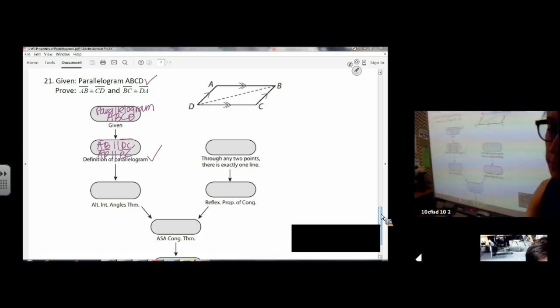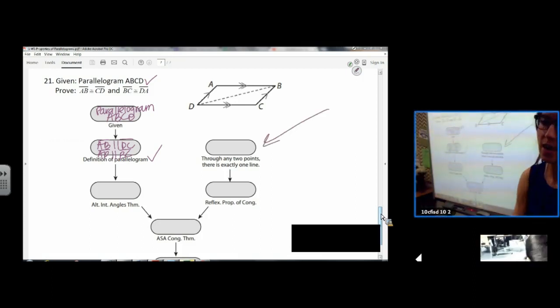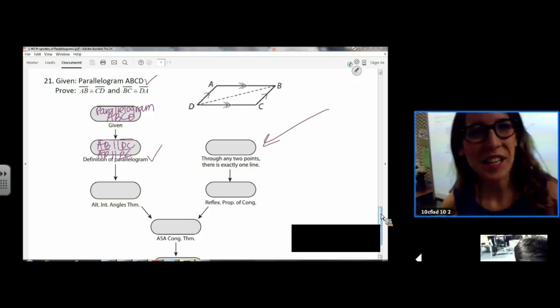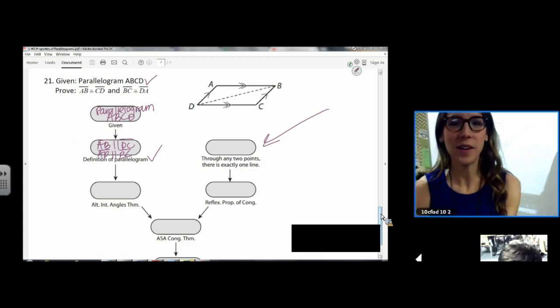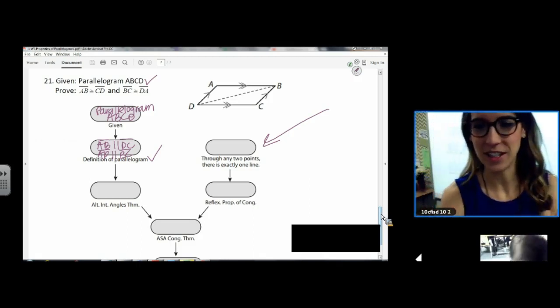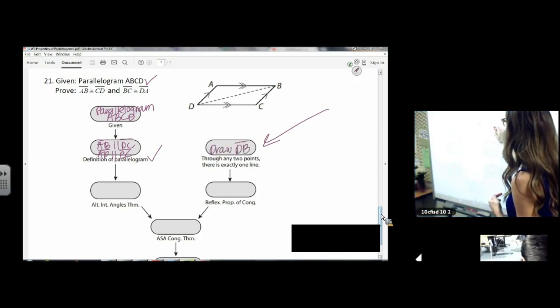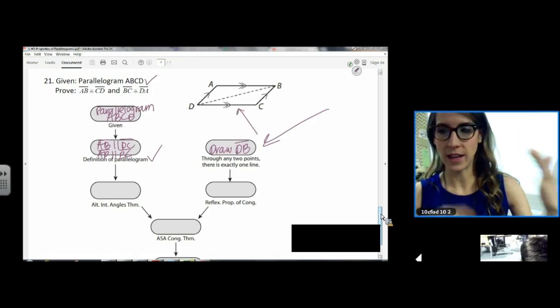All right. Okay, this next one over here showed up yesterday in our notes on one of the proofs. It was something we had never seen in a proof before. It said draw DB. And the reason we were allowed to draw it is through any 2 points, there's exactly one line. So that's what goes here. This is new to us. Draw DB. So it's already drawn on our picture right there. We have to say that we're drawing it so that we can talk about it later.